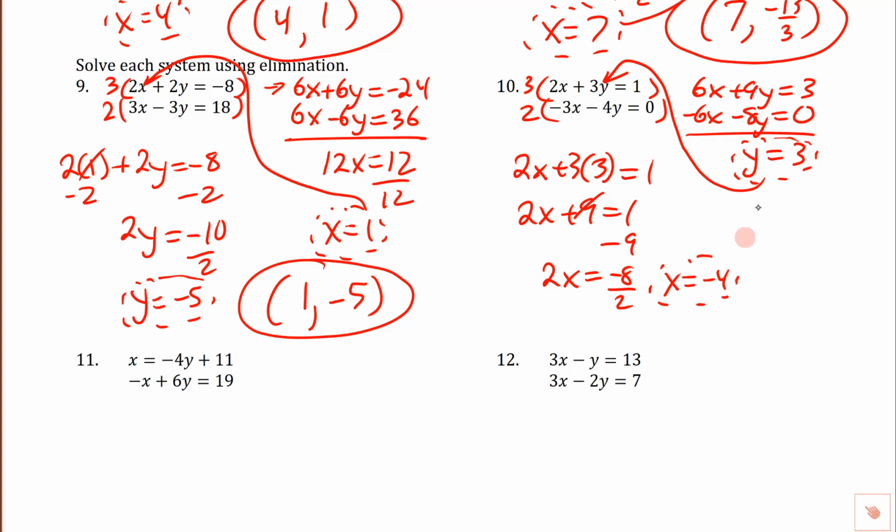So we got both those taken care of. All we need to do is make sure that we just write these in the correct order. So this is going to be a negative 4 for x, and we're going to put a 3 for the y. Circle that, and we're all done there.